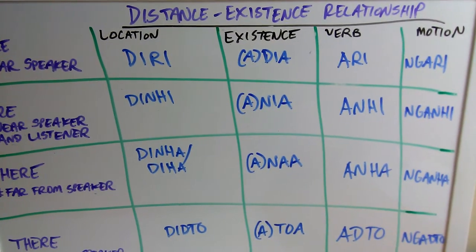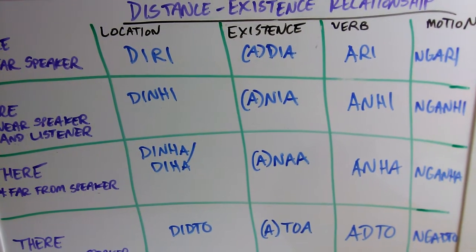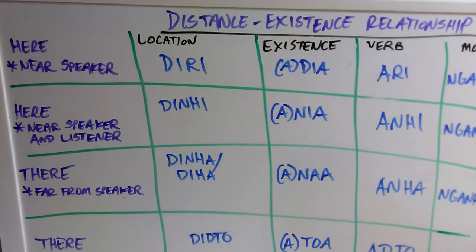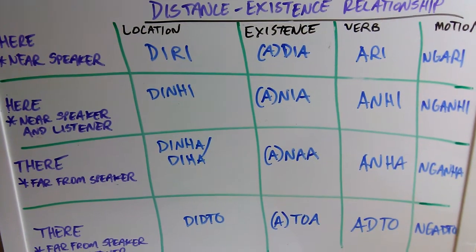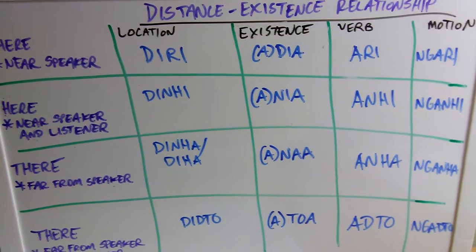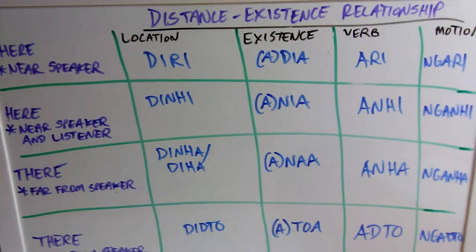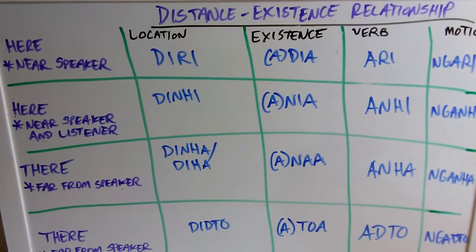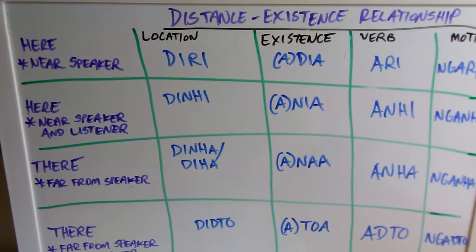So I just copied the chart and called it a distance existence relationship, just because it's much easier that way to remember it, but it can definitely help you in choosing words for certain situations that you want to describe or express or communicate. And I feel that maybe if I cover this, it can help you out if you take a look at it.